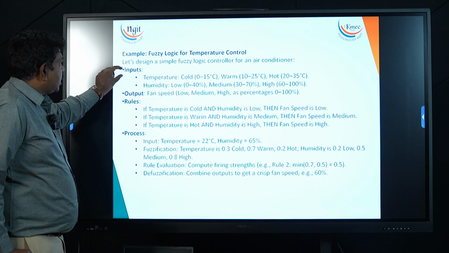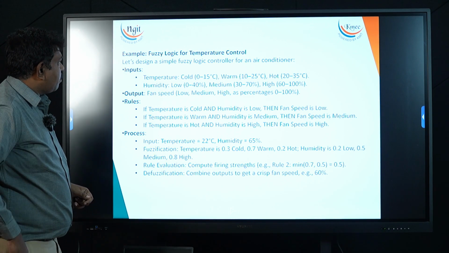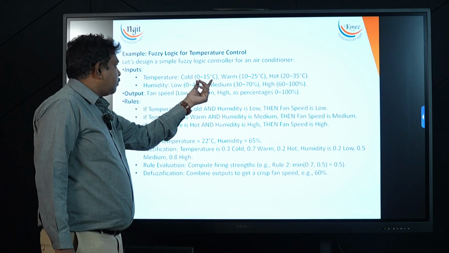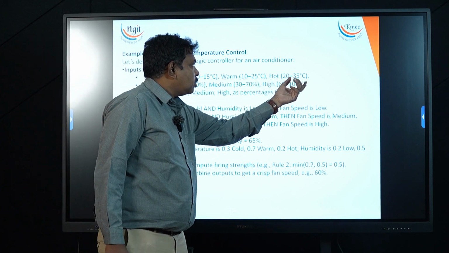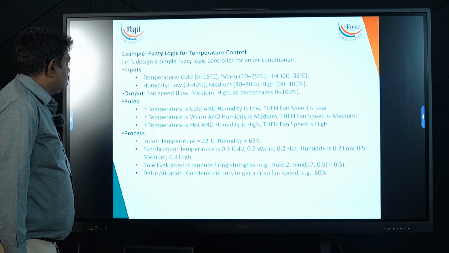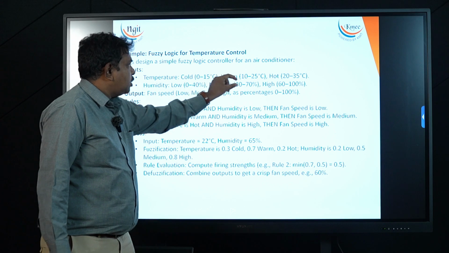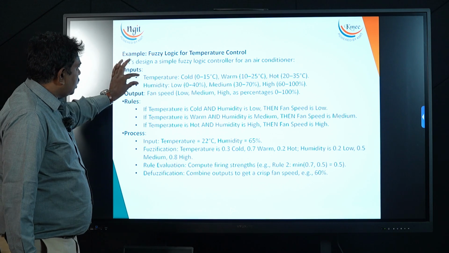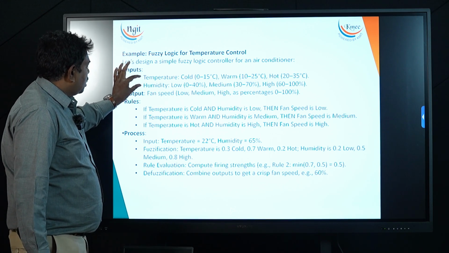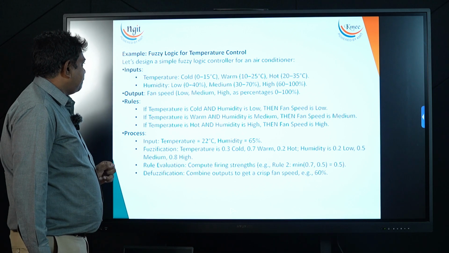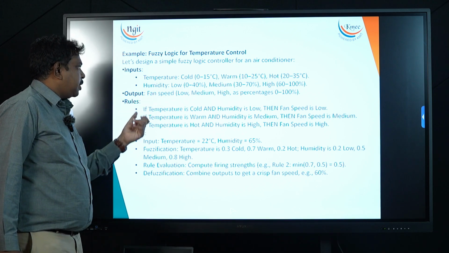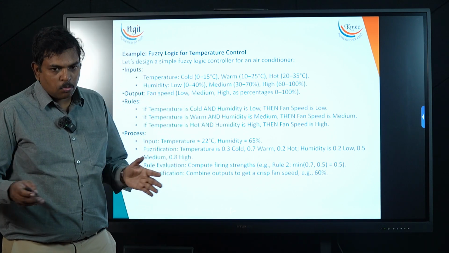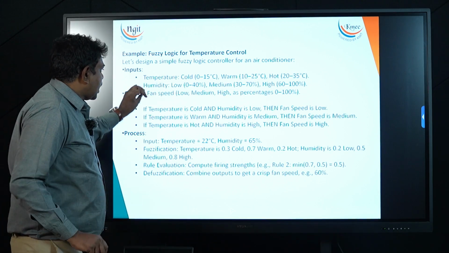Suppose the inputs to our air conditioner are temperature and humidity, and one membership function decides cold means 0 to 15 degrees, warm means 10 to 25 degrees, and 20 to 35 degrees is hot. The membership function decides these values, whether the room is cold, warm or hot. And humidity, these are two input parameters to my AC. The output of my AC is fan speed. Fan speed may be low, medium, or high, between 0 to 100, moderate. So it has to decide this fan speed.